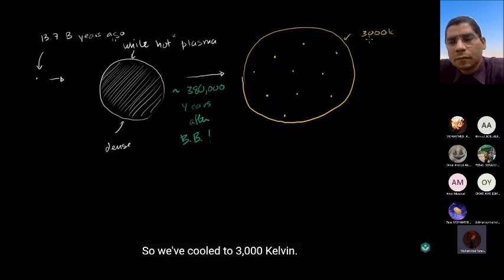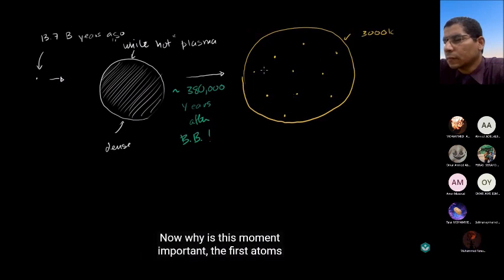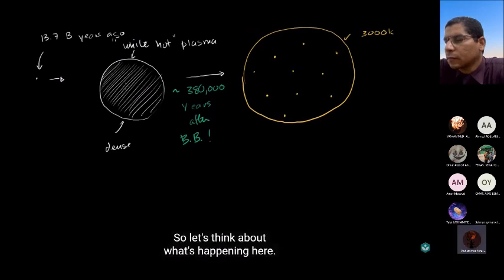So we've cooled to 3,000 Kelvin, but this is still a temperature that you would not want to hang out in. It's still extremely hot. Now, why is this moment, the first atoms forming, important? Let's think about what's happening here. You have all of this bumping and interactions, and if because of a bump, some energy release, or the heat, a photon is released, it will be immediately absorbed by something else, because the universe is so dense, especially with charged particles.